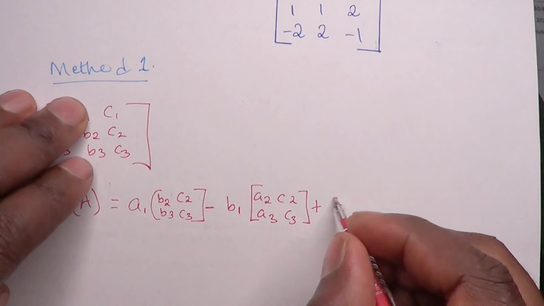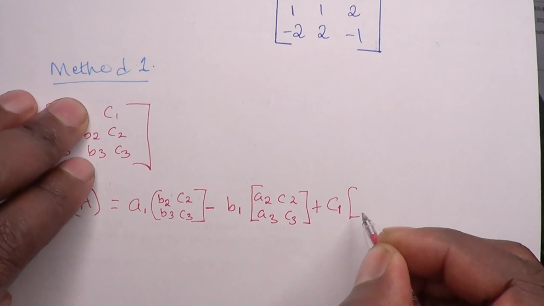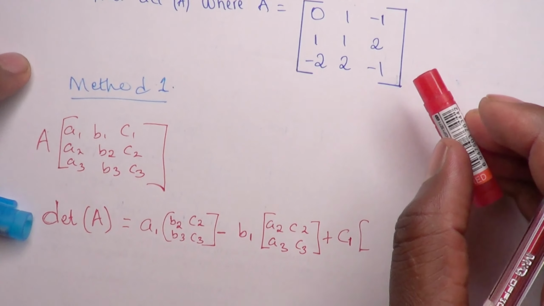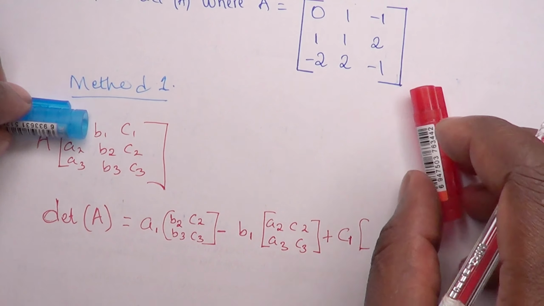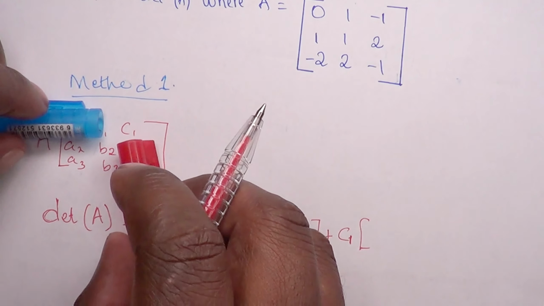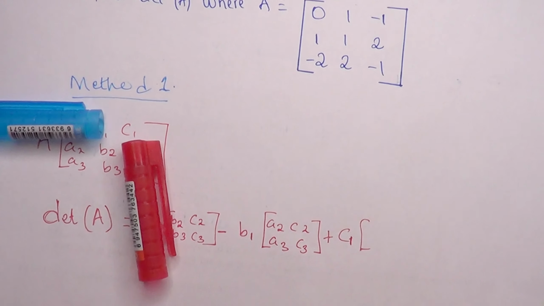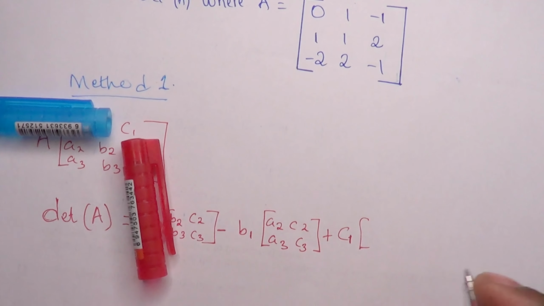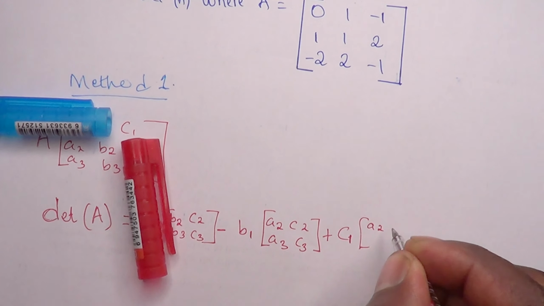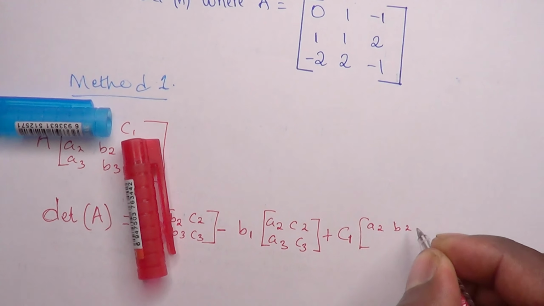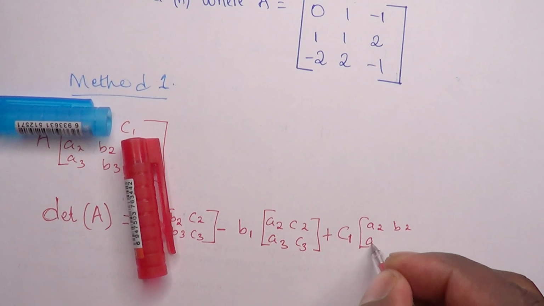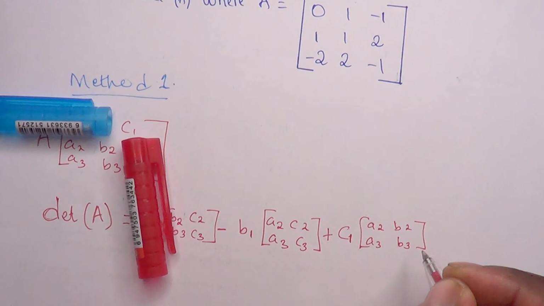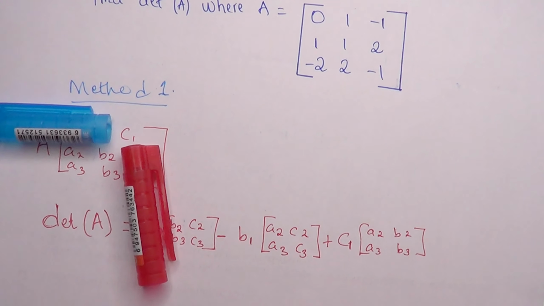C1. Now the minor of C1 is, look at C1 here, I cover this one and I also cover this side here. When I cover that, I will remain with A2, B2, A3, B3.